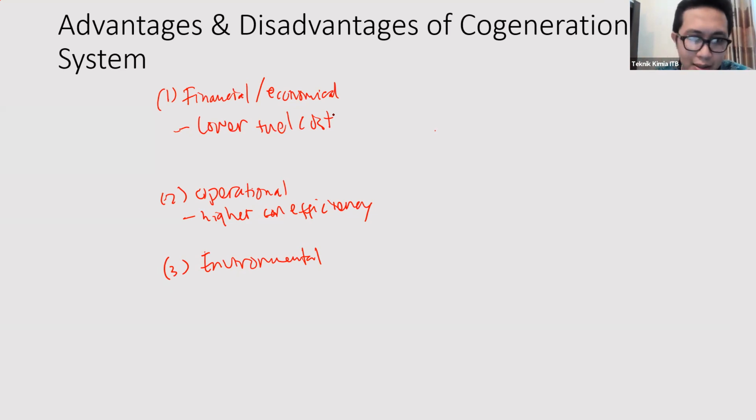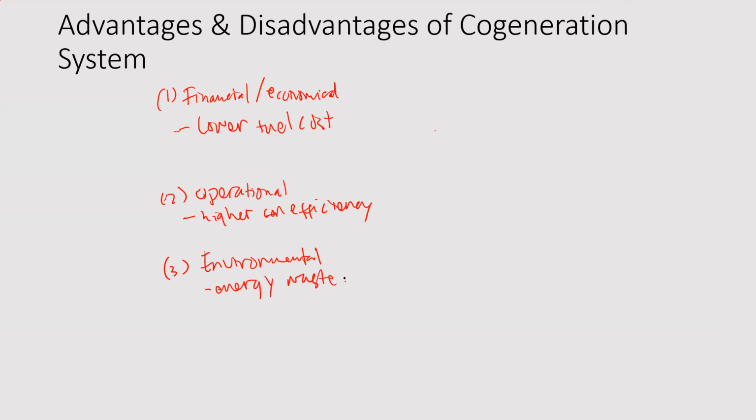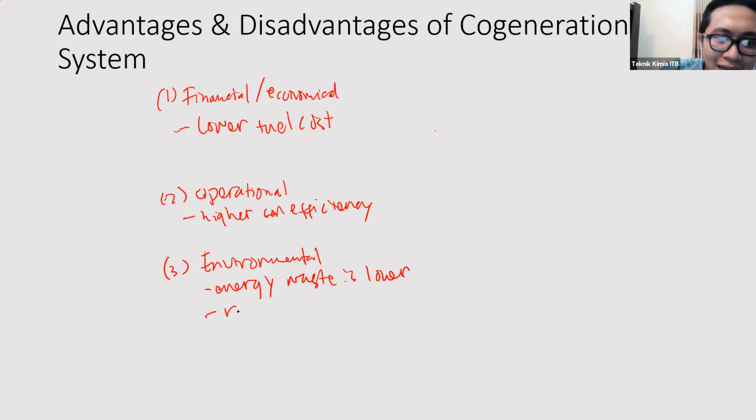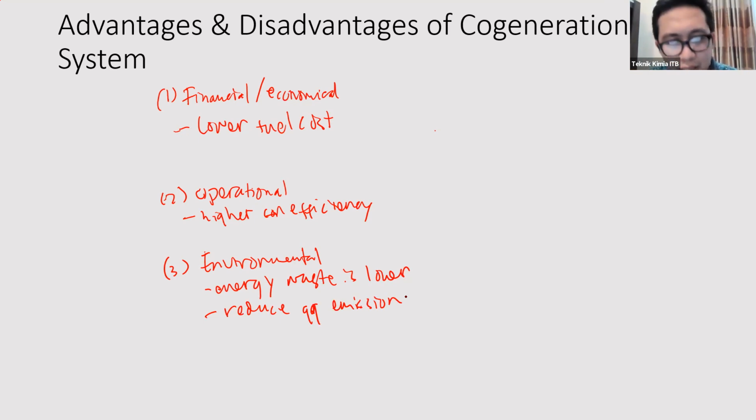So based on the environmental aspect, anyone have thoughts regarding this? Sir, since it has higher efficiency, that means the energy waste is lower. Okay, energy waste is lower. It can also reduce the greenhouse gas emissions by using the cogeneration system. Based on the theoretical approach, it can also reduce the SOx emissions, especially when you use natural gas as a fuel.